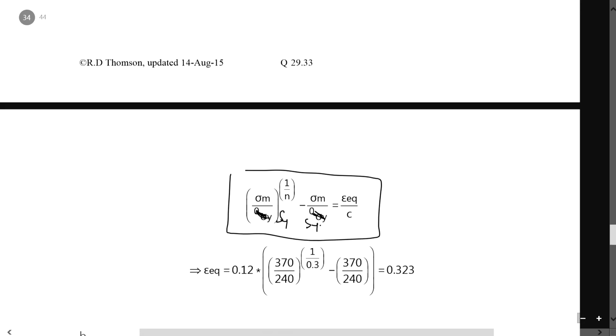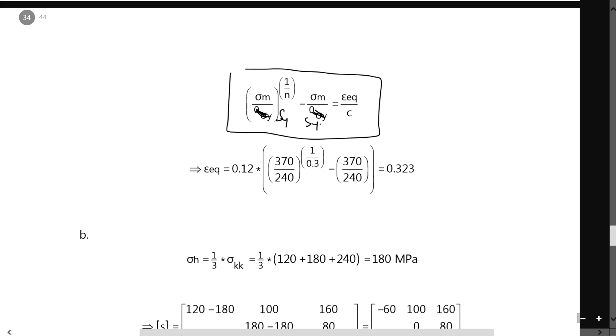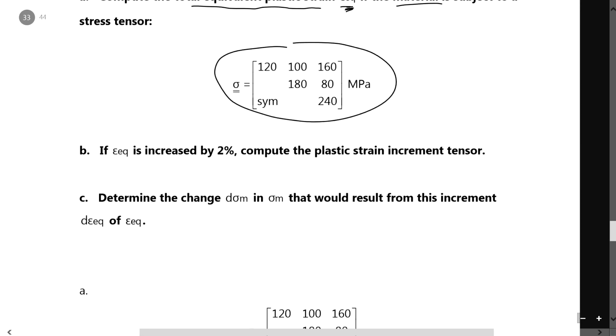Then you just simplify your von Mises stress. Just sub in your n over here and your C. Where's your C? I think it's already inside there. So it's just straightforward, just 0.323. Just simply subbing in everything that you have. Alright, just check it out. Eventually you are trying to find this thing. Your C is given, which is 0.12. It comes as a set.